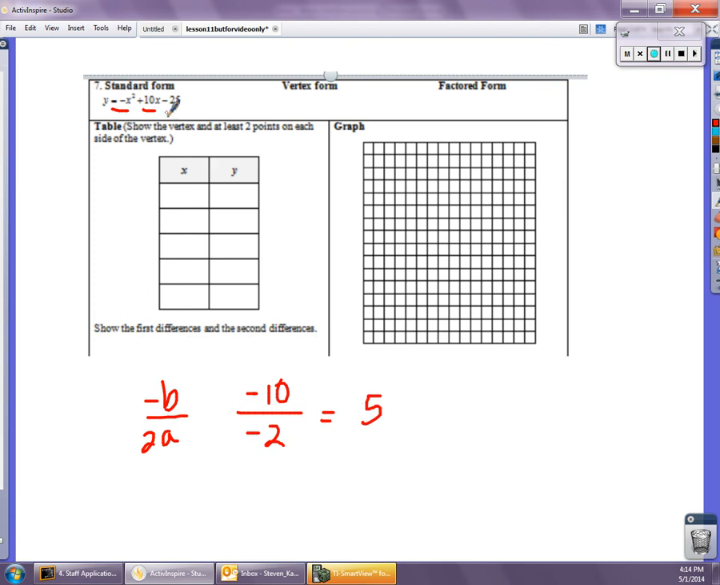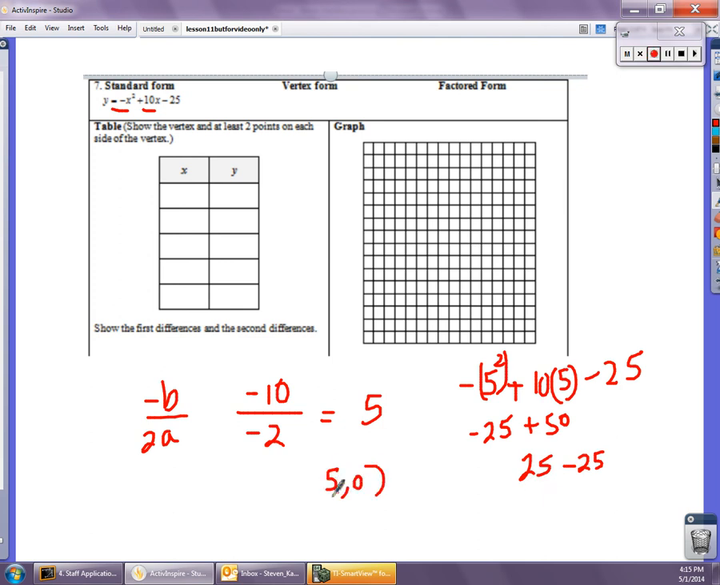And our y-coordinate, if I plug a 5 in, you get negative x squared, so negative 5 squared, plus 10 times 5. Remember, it's like this: 10 times 5, and then minus 25. So negative 5 squared is 25, so you get negative 25 plus 50, which gets you 25. And 25 minus 25 gets you 0. So our vertex is at 5, 0.